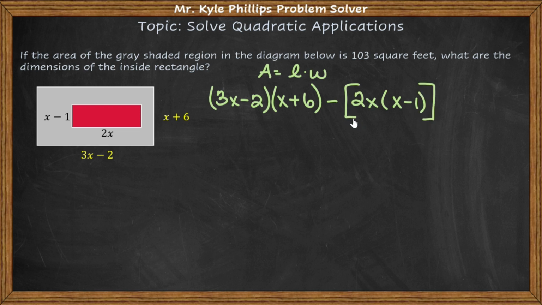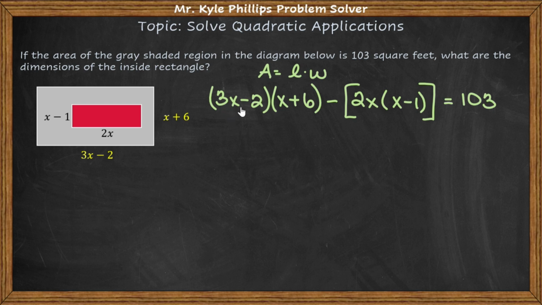The use of the bracket here is not overly important. What I'm doing is showing you that I have to subtract this product. So I need to multiply these together first, then subtract it. So here's the area of my larger rectangle. Here's the area of my smaller rectangle. This difference should equal 103 square feet.